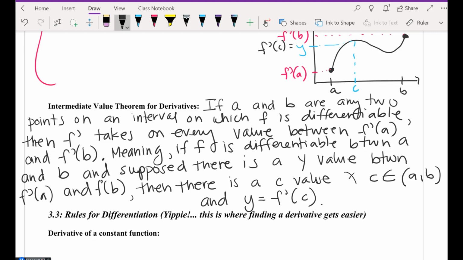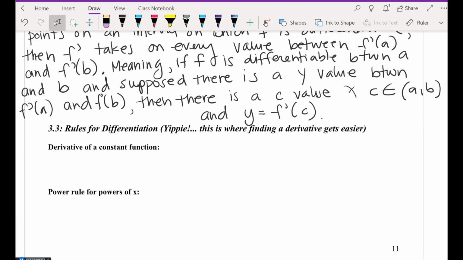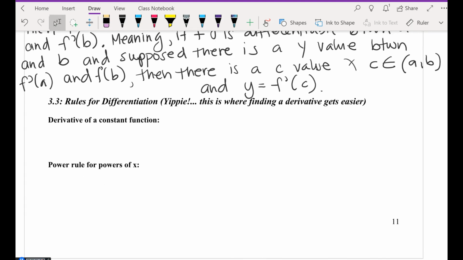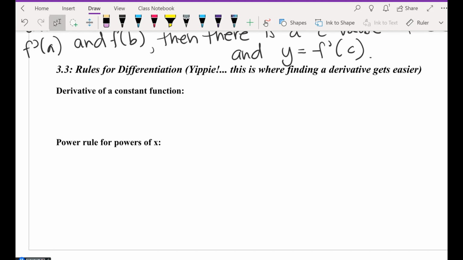Okay, 3.3. Addison, read me 3.3. Title: The rules for differentiation. Yippee! This is where finding a derivative gets easier. Right. This is where you can catch up with those physics kids. Okay.